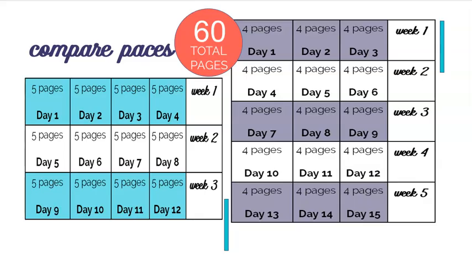So the first thing I do is I compare the pace. You see here on the left side, we have 12 days, 5 pages each day to cover. And I thought, well, that's too fast. I don't want to go that fast. So then I work on another number. So then on the right side, I have 15 days with 4 pages.